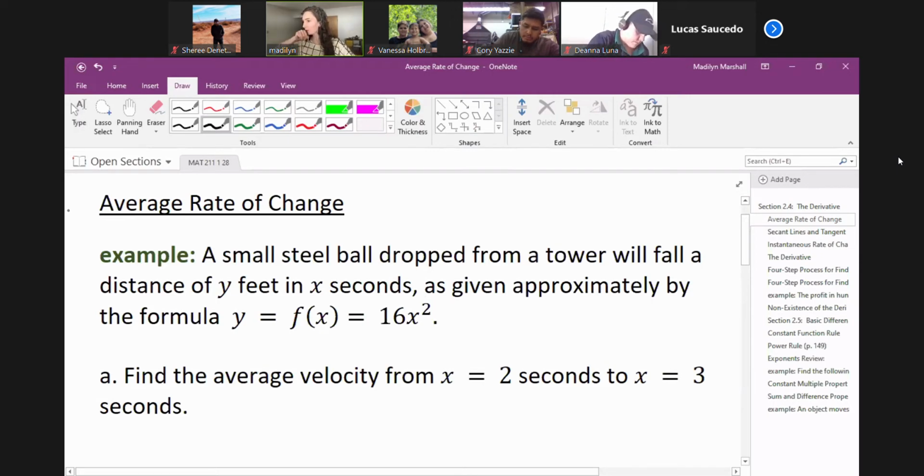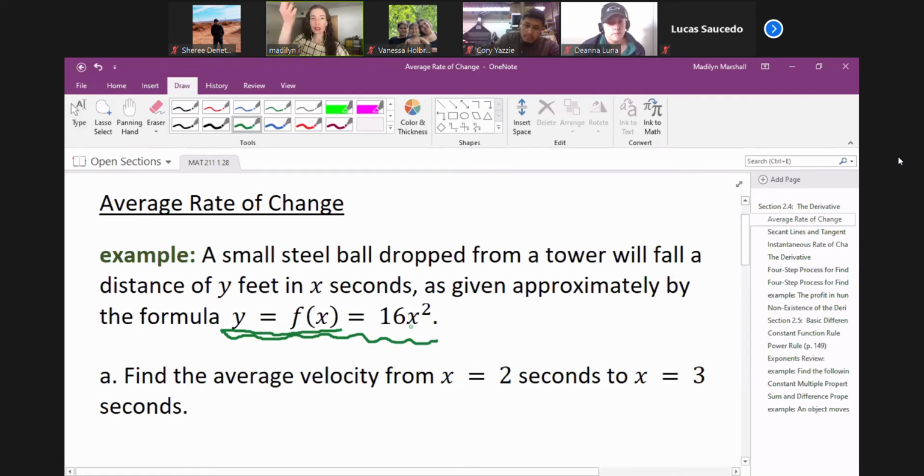Okay, so we have a small steel ball that's dropped from a tower, and it's going to fall a distance of y feet in x seconds. That will be approximately modeled by this formula y equals 16x squared, or f of x. A lot of times in our book, they'll use y equals f of x equals the function, just to show that we could represent it with y or f of x, but we don't really need both of them. So this is a physics equation.